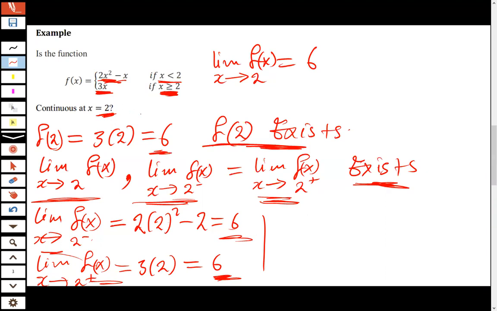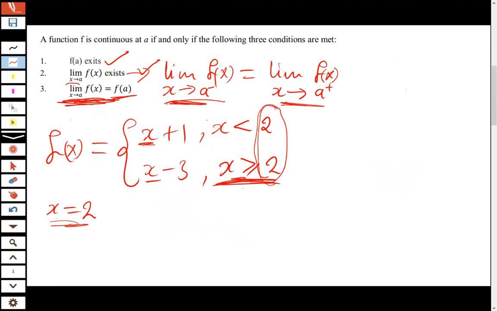So we now move on to the last step, where we have to check whether this second step is giving us the same answer as the first step. Let me just go back here. So this is what I'm trying to talk about. We have proved that f of a exists, and we've also proven that the limit of f of x as x is approaching a exists. Now we are on the last step, where we have to check whether the limit of f of x as x is approaching a is equal to f of a.